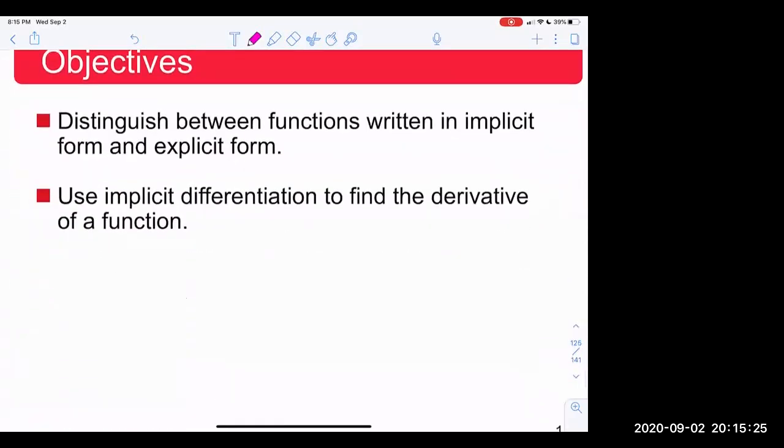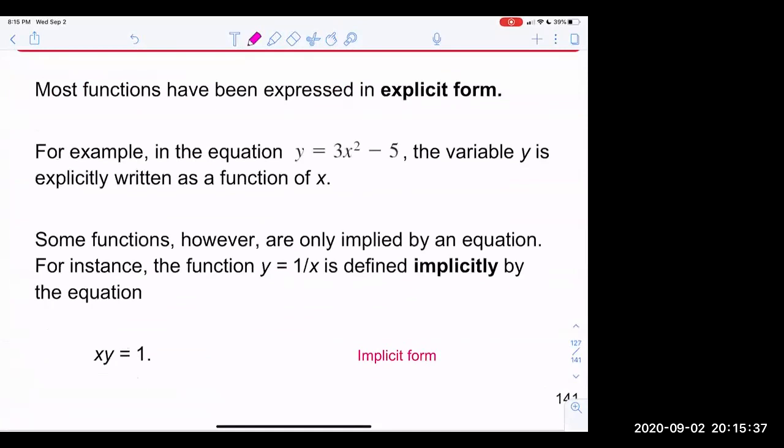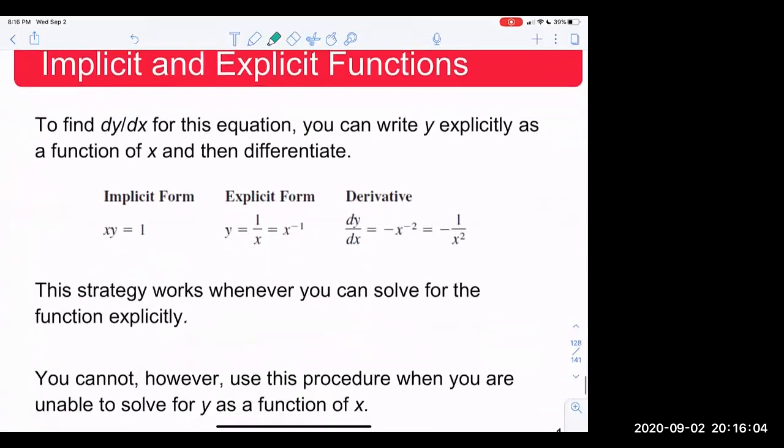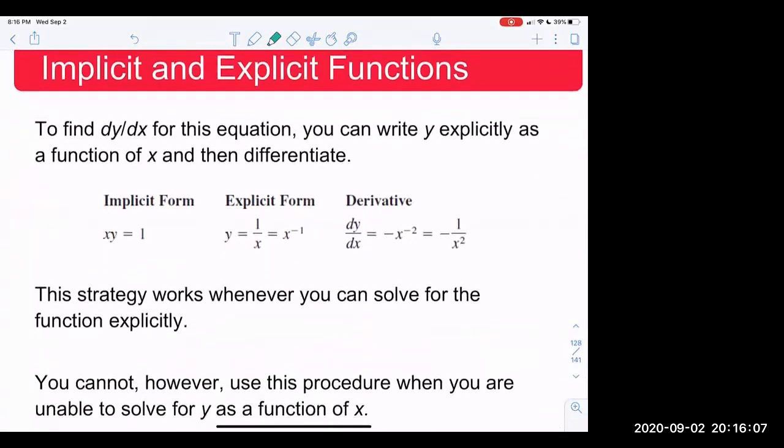So we're going to talk about distinguishing between functions written in implicit form and in explicit form, and then using implicit differentiation to find derivatives. So explicit form has a y equals, okay? Implicit form does not. Now, sometimes you say, well, I could just solve for y. Yes, sometimes you can. Sometimes you can't. Or sometimes it's so very difficult that you wouldn't want to take the derivative after you were done. You know? So we have implicit differentiation.